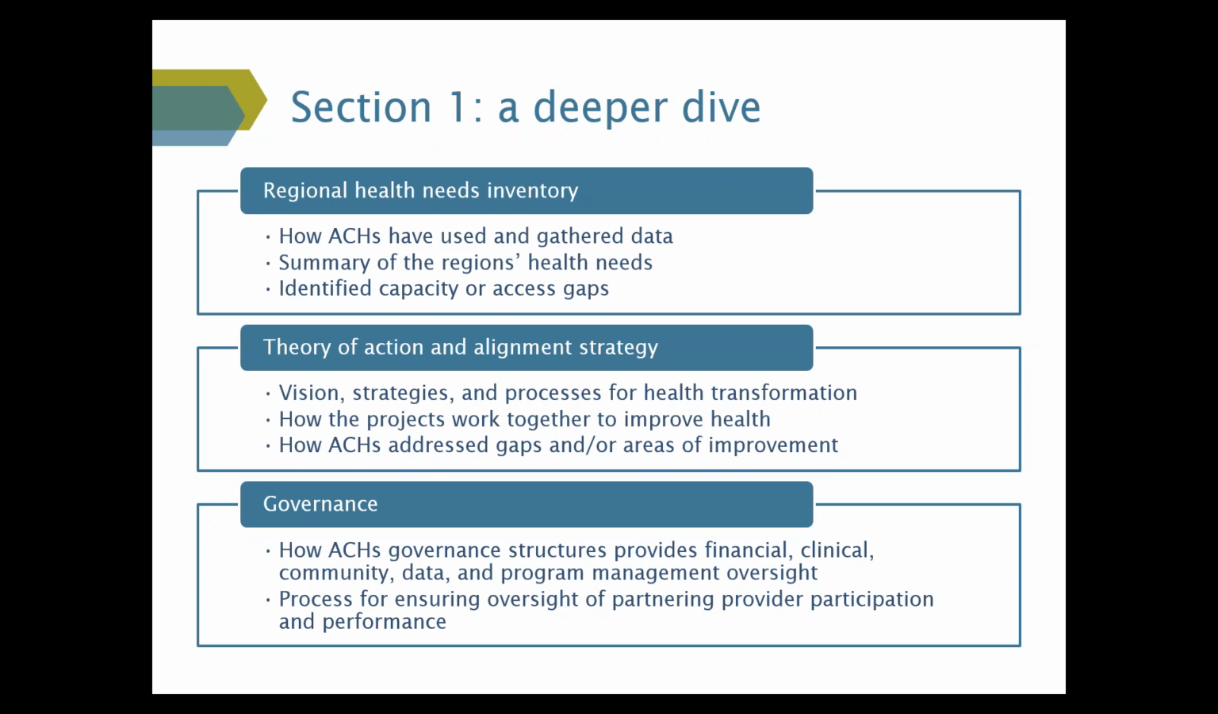So then we move towards the capacity of the ACH here. We move into the section where ACHs are asked to respond to the demonstrated capacities that are needed to be that regional lead entity. So how the ACH is providing the financial, clinical, community data, and program management oversight, those very key areas to serve as that regional lead entity. And also ensuring that they're addressing that process by which those key partnering provider organizations are participating and ensuring performance. So they will respond to that at an ACH level, but as you'll see later, they're also taking this at a lens of the project level.